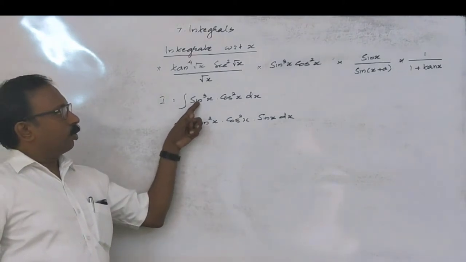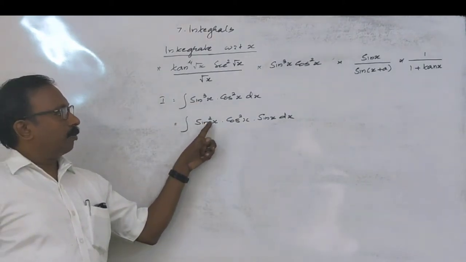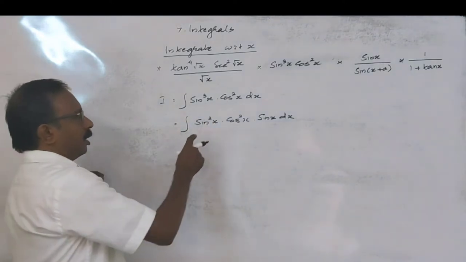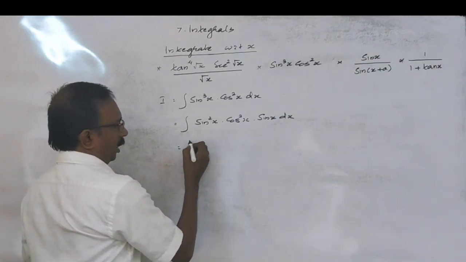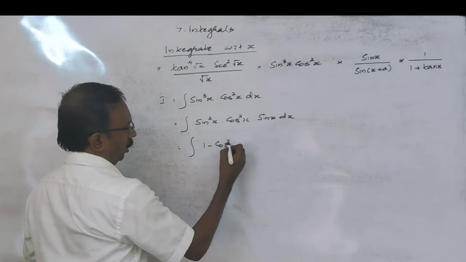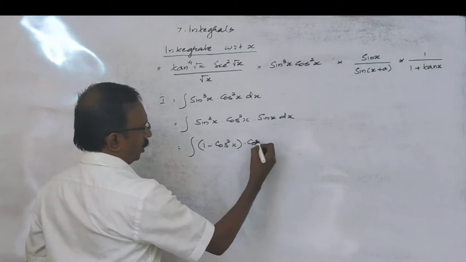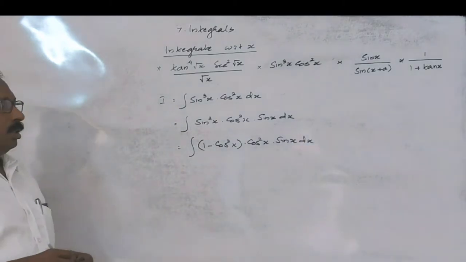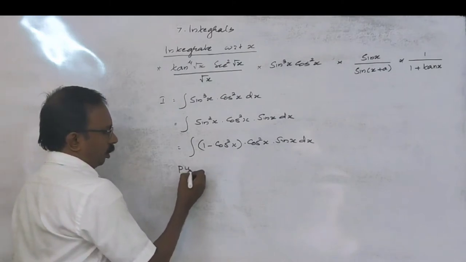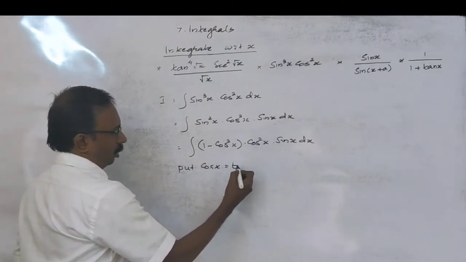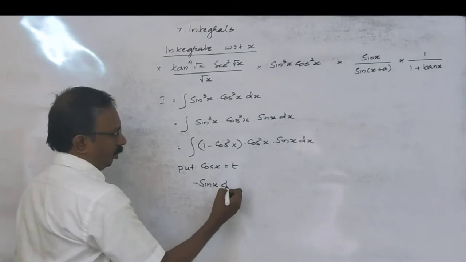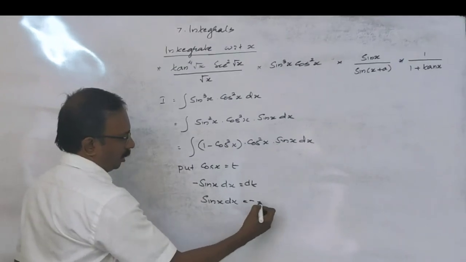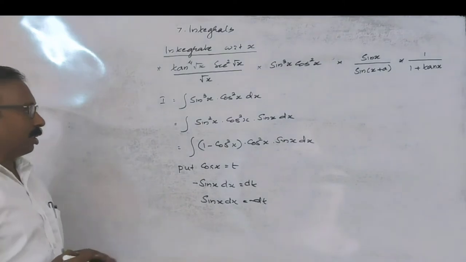Sin cube x is an odd power of the function, and cos square x is an even power. Sin square x into cos square x into sin x. Then sin square x is 1 minus cos square x, into cos square x into sin x into dx. Now put cos x is equal to t, so minus sin x dx is equal to dt, or sin x dx becomes minus dt.